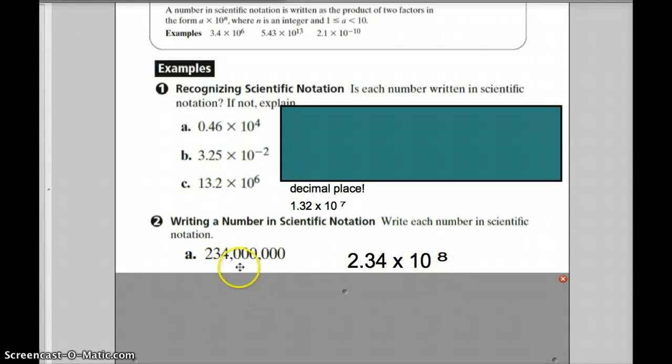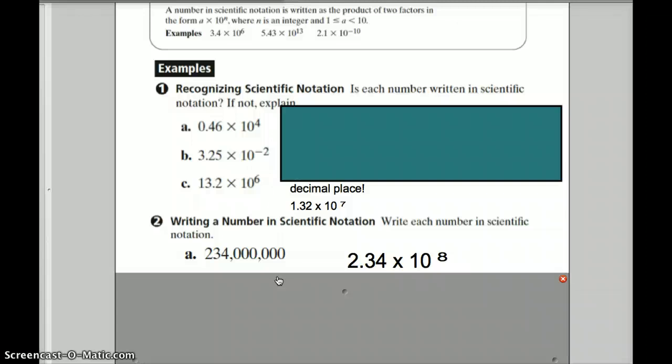If you were to try to type this into your TI-84 Plus and just type in the number and hit enter, it would not give you that number in scientific notation. But if you type it in scientific notation, so we're going to take 2.34 times 10 to the power of 8 and press enter, it will give you the 234 million.